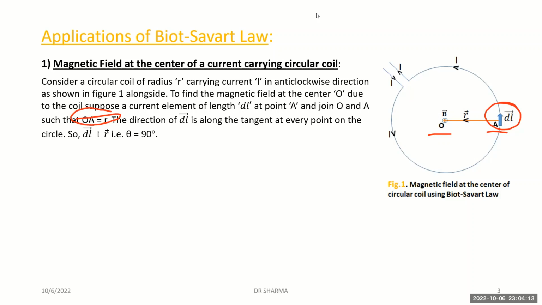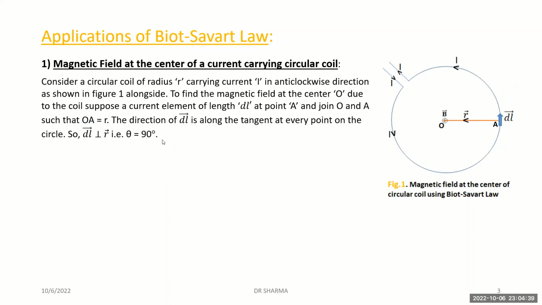The direction of dl is along the tangent at every point on the circle. So dl will always be perpendicular to r vector, hence we take theta is equal to 90 degrees.